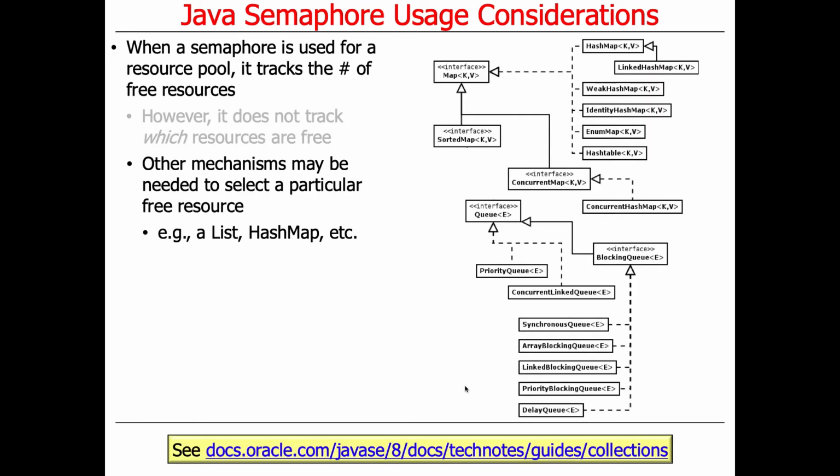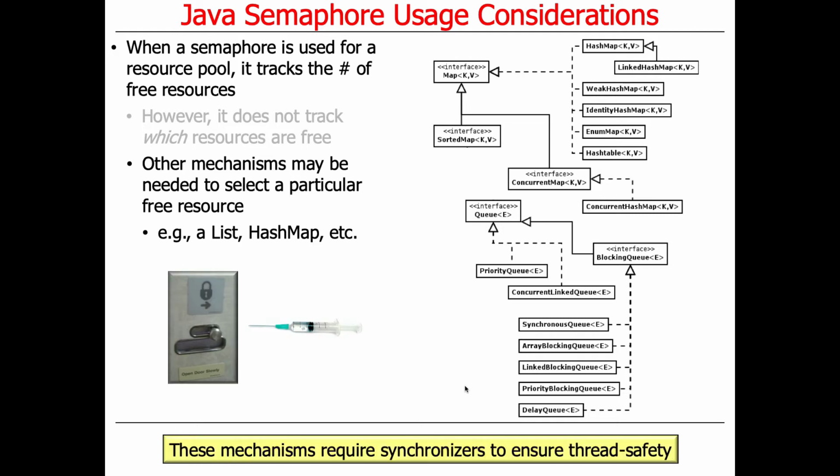And in order to do that, you're going to need some other kind of data structure, like a hash map or a list or a set or whatever it is that you need. So that's why in the Palantir simulator program, we use the semaphore to keep track of how many Palantir are available or not. But then we also have this separate data structure, the hash map. And keep in mind that that hash map may need to be protected by synchronizers in order to ensure that it's thread-safe. So there's really sort of two things going on.